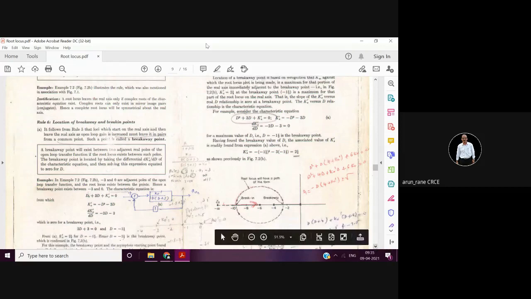As we saw with the 60 degrees, positive 60 and negative 60. Okay. Rule number 6, location of the breakaway and break-in points. Breakaway means where the root locus is breaking, and break-in means where the root locus is again meeting. That is what is called the breakaway and the break-in.